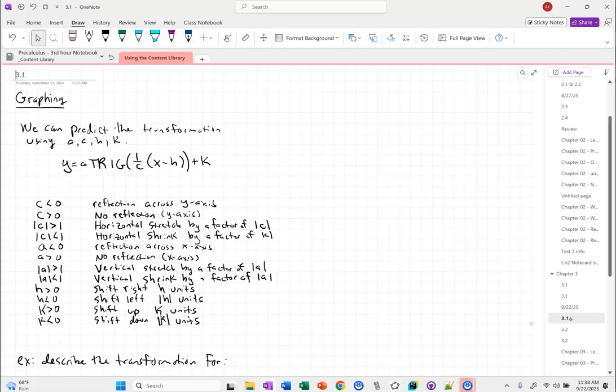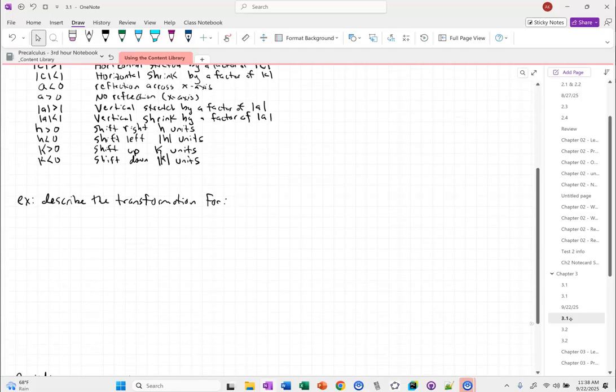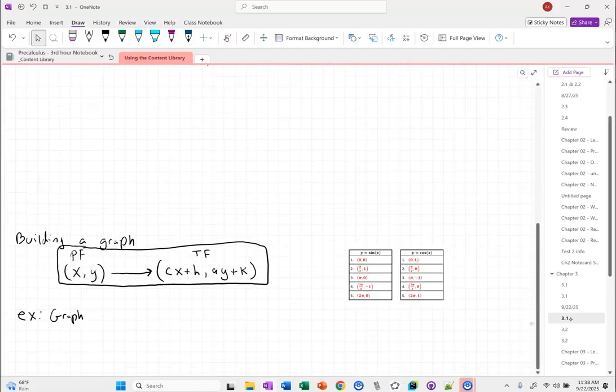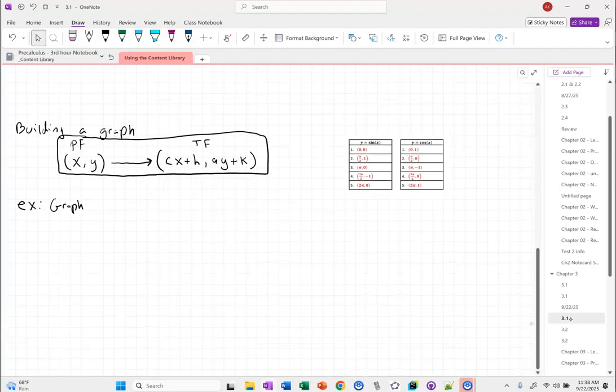So last time we talked about, two times before I guess, being able to look at the equation and predict what's going on, right? The type of transformation that's occurring. I don't know that I want to do that right now. What I want to do is talk about building a graph from an equation.